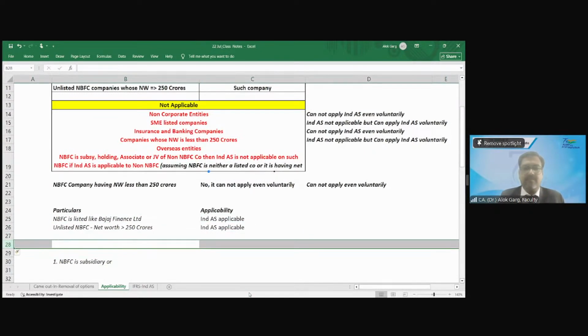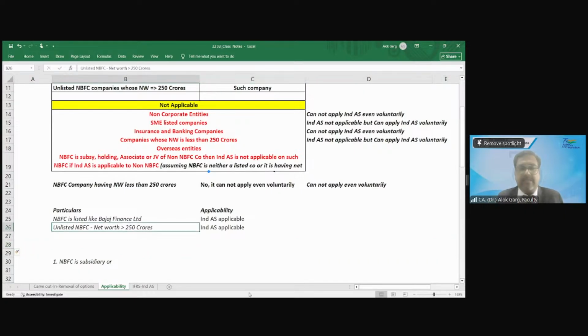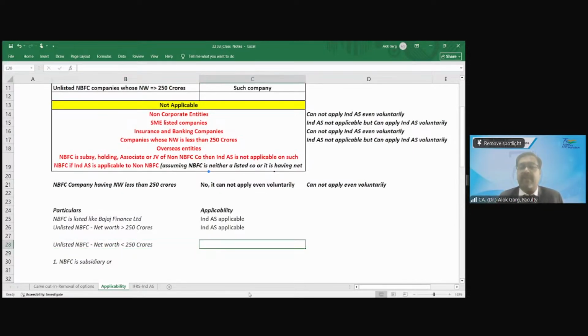Now, unlisted NBFC, net worth is less than 250 crore. Ind AS applicable, not applicable? Not applicable. Then what is applicable? Accounting standard is applicable. Is it clear so far? Clear so far? Yes. Okay.